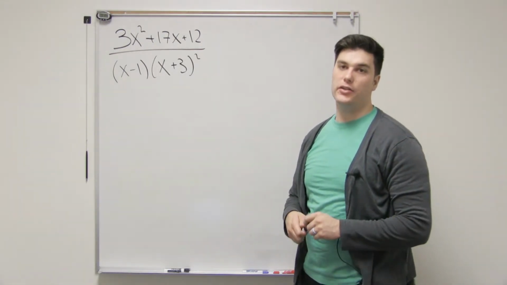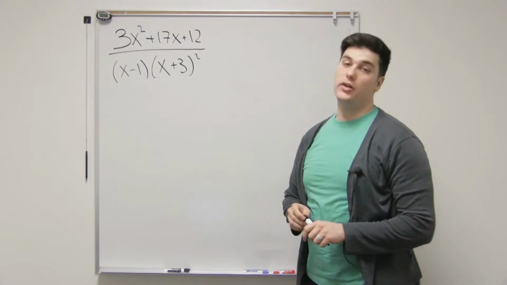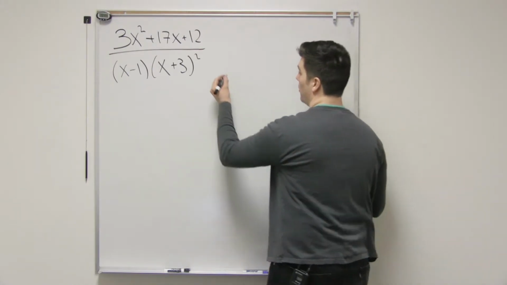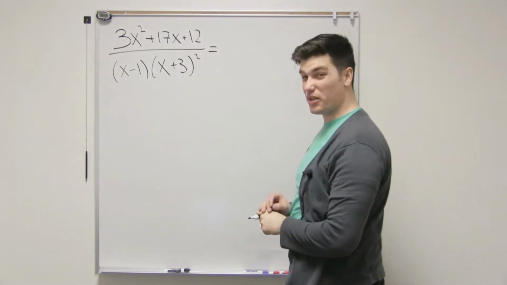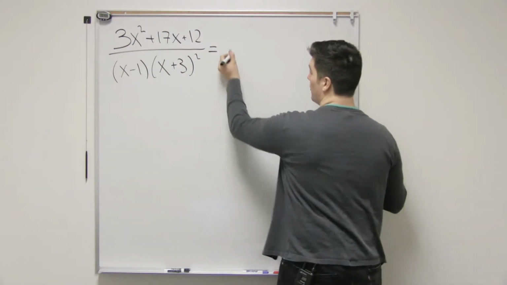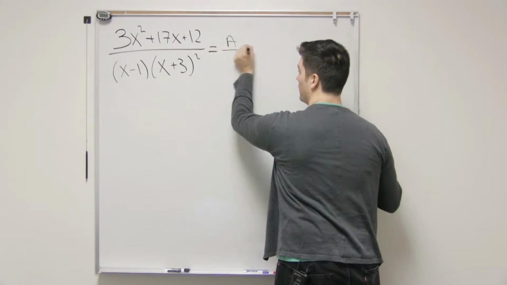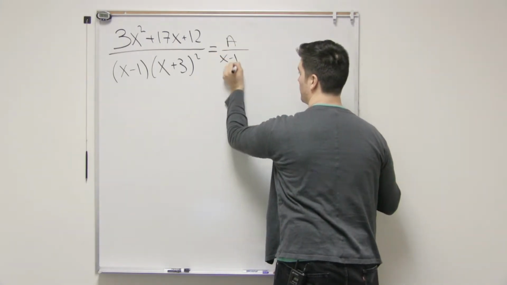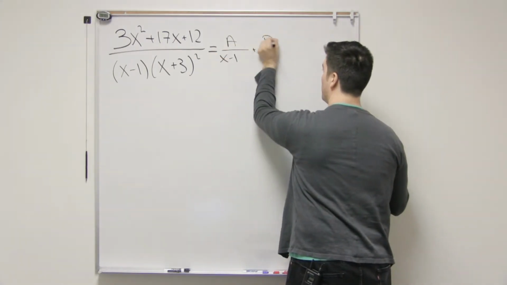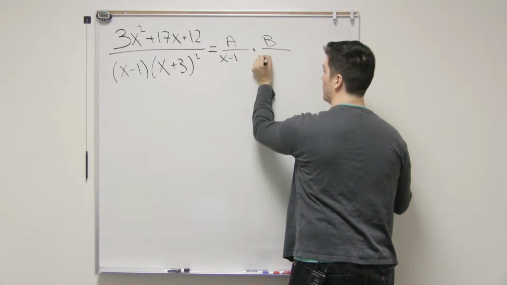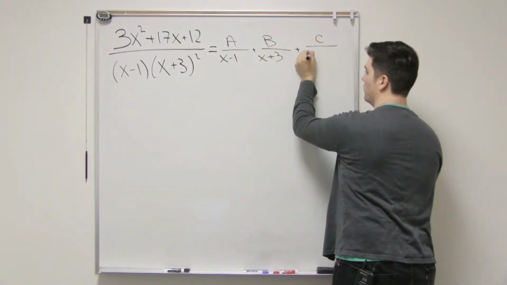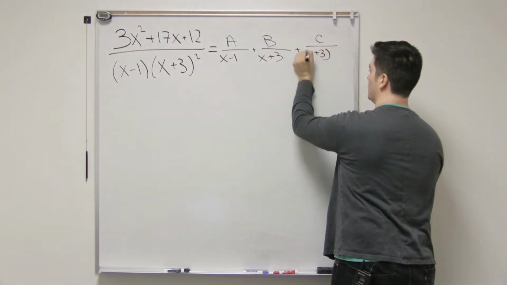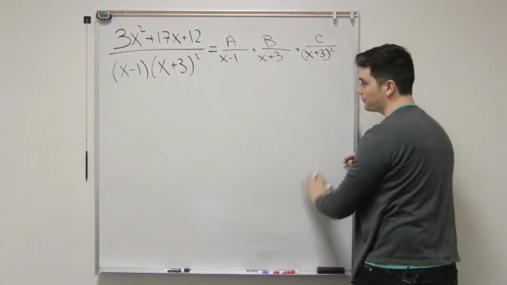If you said 3, you're right. Let's go through it and see what it looks like. And I'll apologize now, it's a pretty big problem. I might have to write a little squished so we can fit it all. But it's going to equal a over the first factor plus b over the second factor to the first power plus c over the second factor squared.